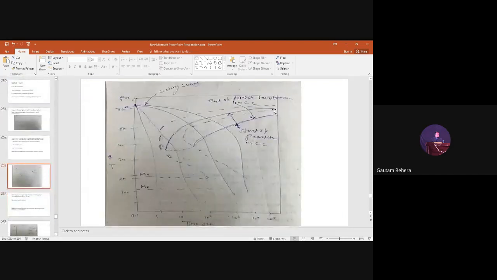Look at this one. Here also we have temperature, and here also we have time. But we are continuously cooling actually. Suppose we are continuously cooling a steel, and in another case we are cooling the steel at a constant temperature. So kinetics also changes. Kinetics is not fixed.